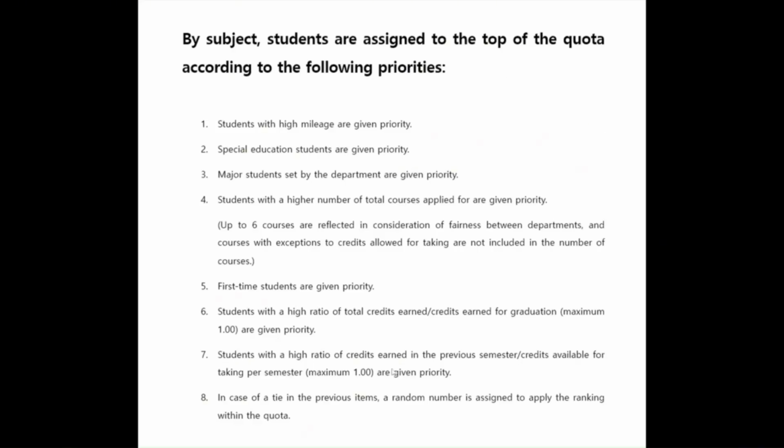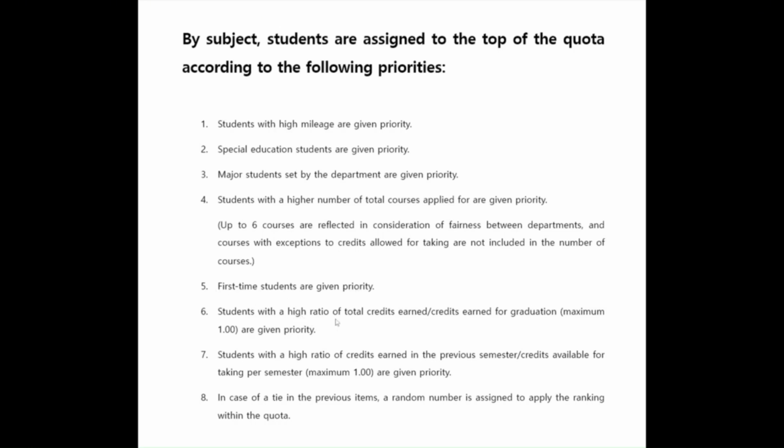So this is the priority list of whether or not you could be accepted to the class. First of all, number 1, students with higher mileage are given priority. This factor overrides everything else. Next, special education or major-specific students to that course get higher priority. Next, if you take 6 or more classes, you get higher priority than if you took fewer than 6. Next, retakes. If it's your retake of that class, you get lower priority than first-time students.